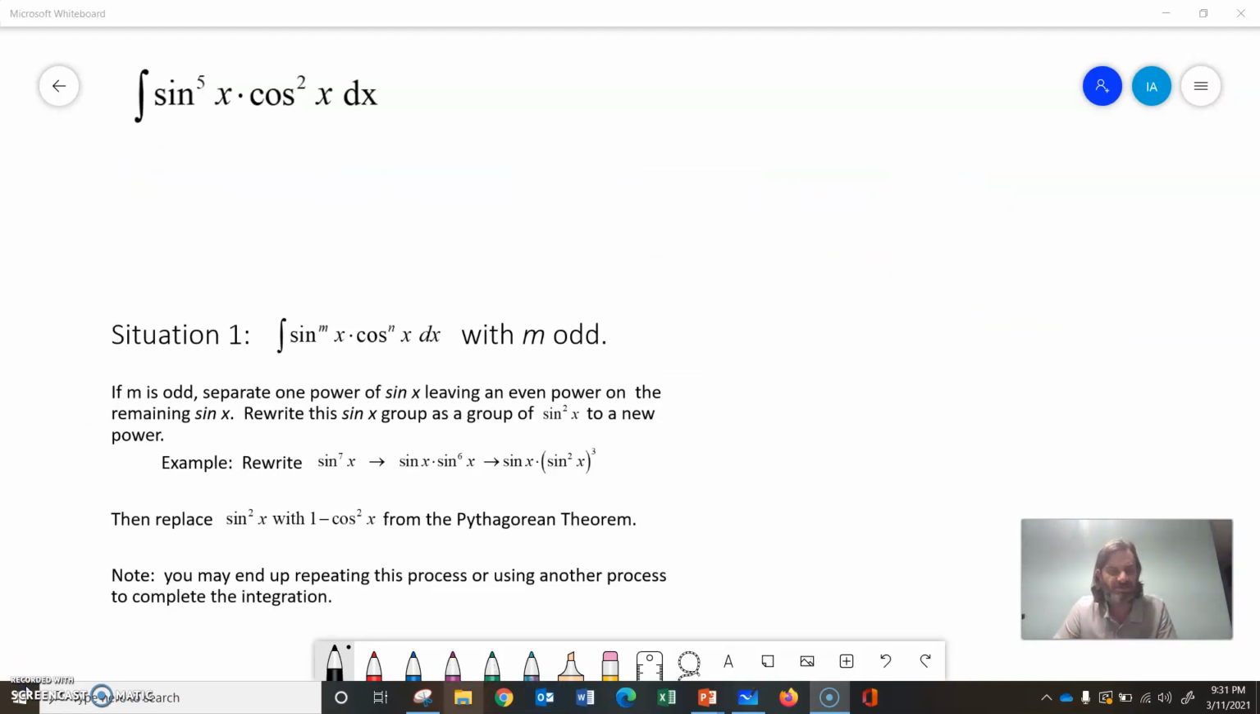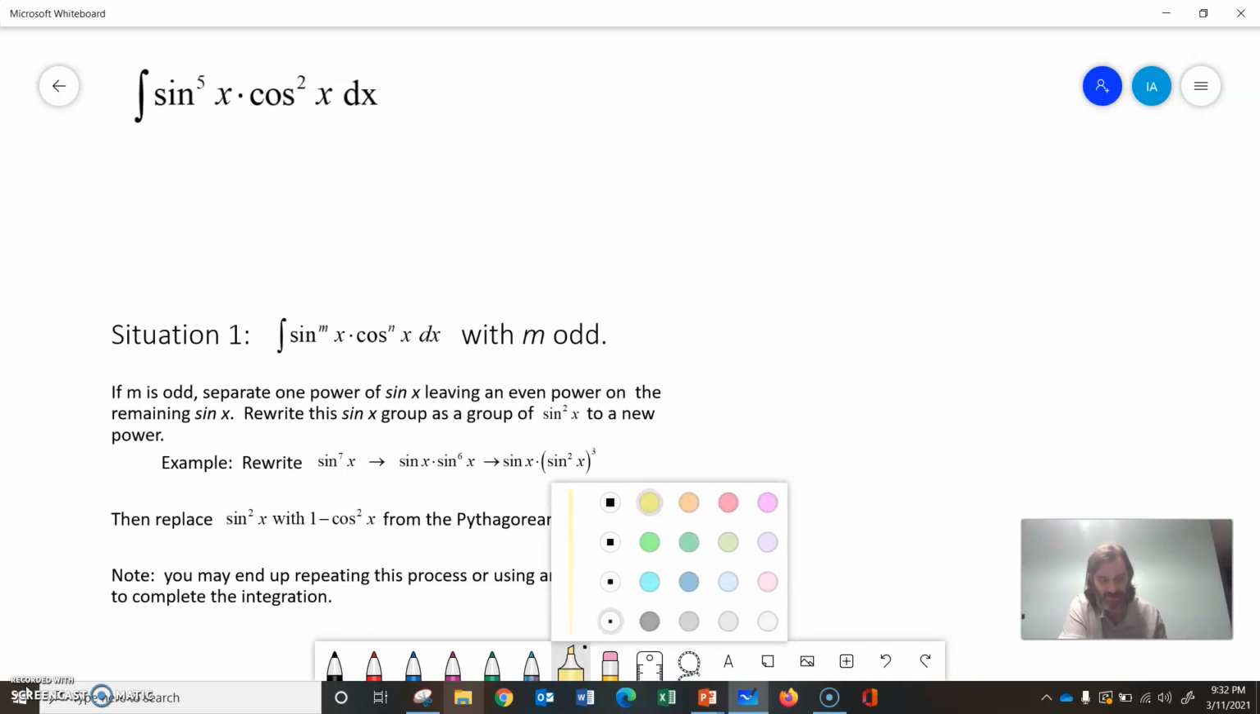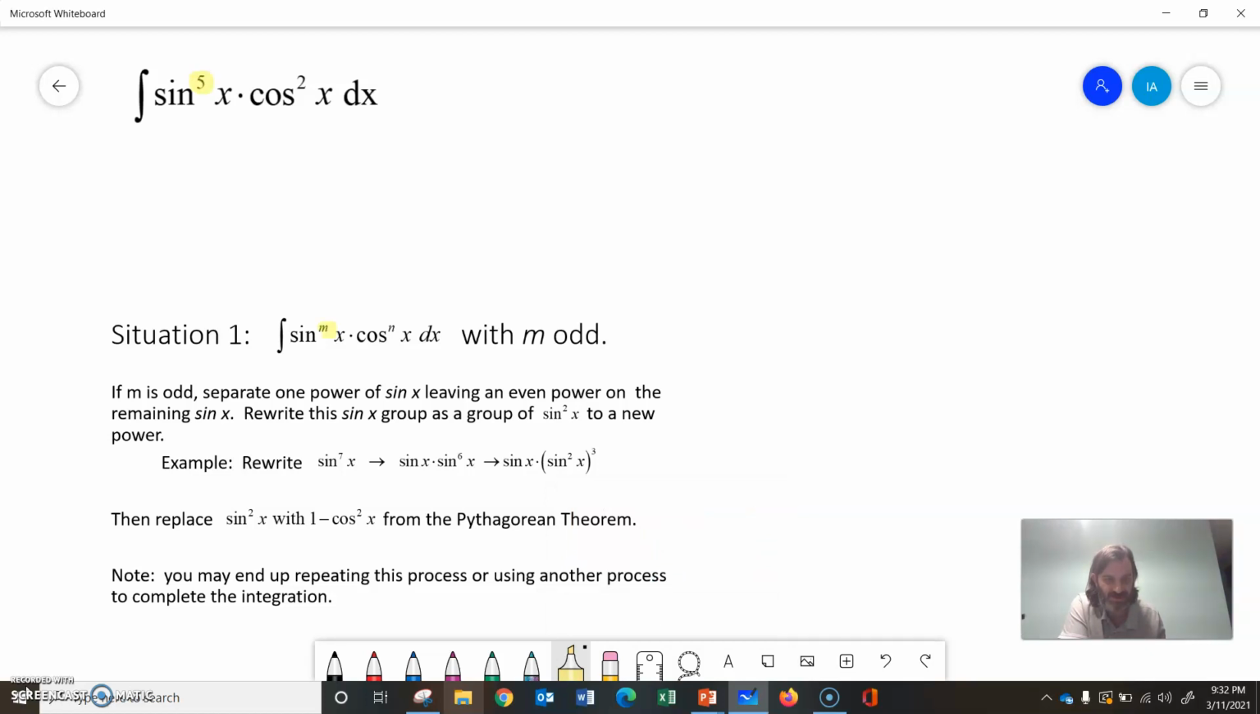Okay, we're going to do another example here. It is the integral of sine to the 5th x times cosine squared x dx. So it follows the same template as before, where the m exponent, the one on the sine, is odd. It's 5.